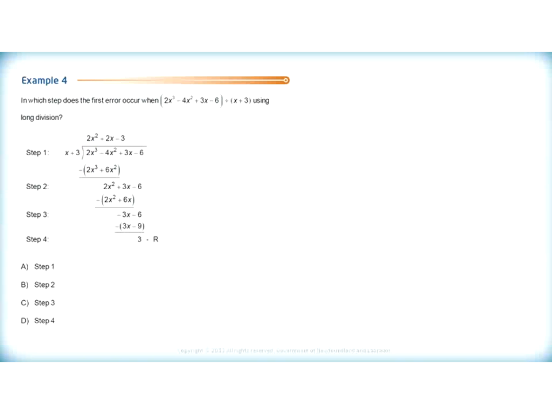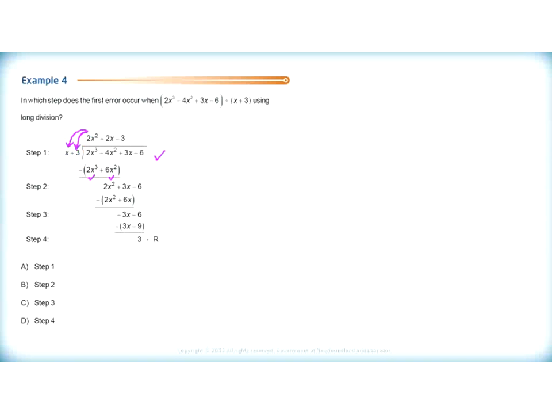2x squared needs to be multiplied by both terms in the divisor. So 2x squared times x is 2x cubed. 2x squared times 3 is a positive 6x squared. We subtract all of it, so it appears that everything is okay in step 1. When you subtract everything, 2x cubed minus 2x cubed is 0. A minus 4x squared minus 6x squared should equal a negative 10x squared.